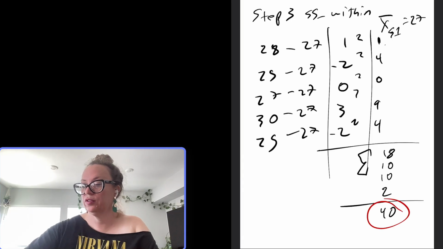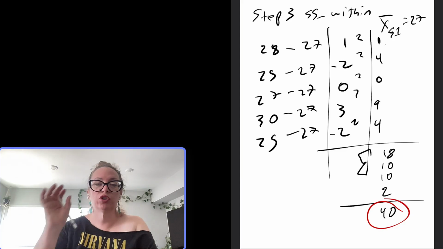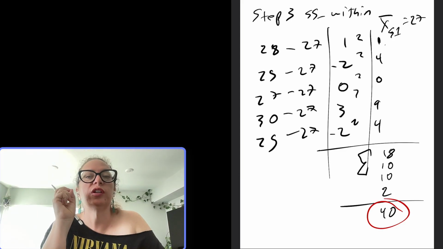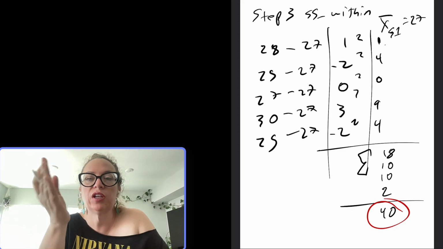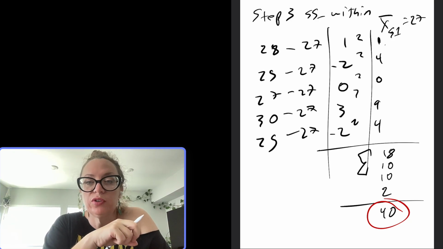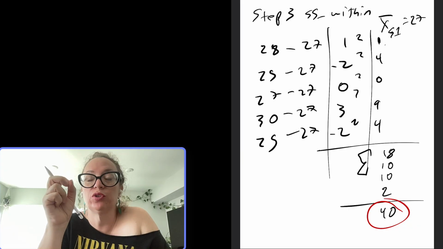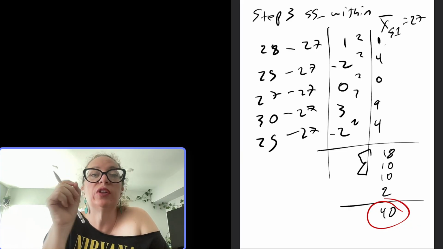And then you have to do that for each group. So just pause here. That number 40 is remarkable. Compare it to the SS total of 1,433.75. The within-group variance is 40 out of 1,400, so it's less than 3% of the total variance. That's not a lot of variance within each group.